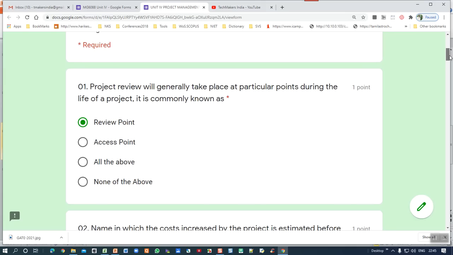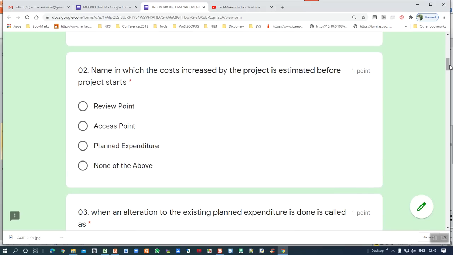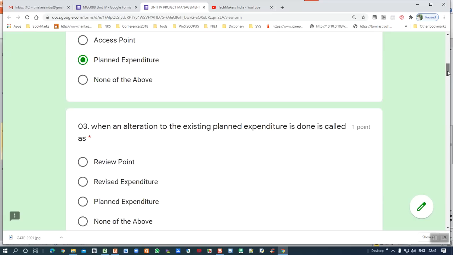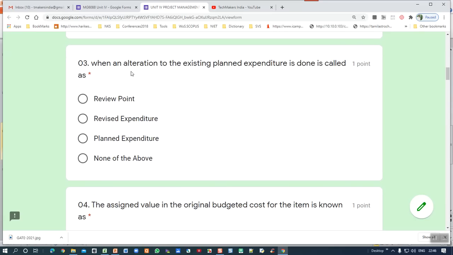Okay, review point. And the second question is, name in which the cost increased by the project is estimated before the project starts. It's called planned expenditure. Third question, when an alteration to the existing planned expenditure is done. The planned expenditure is there, we are going to alter. So obviously it is called revised expenditure.